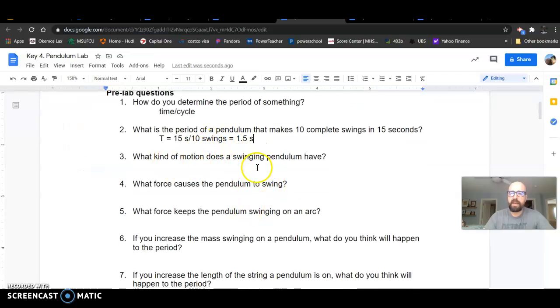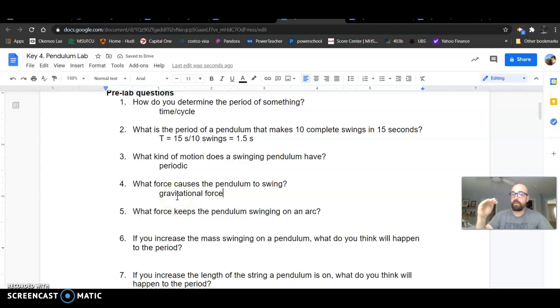Some of you did that backwards, so make sure you're prepared to do that correctly on the assessment. What kind of motion? This is periodic motion. What force causes it to swing? That's the force of gravity, or gravitational force, that is swinging it.